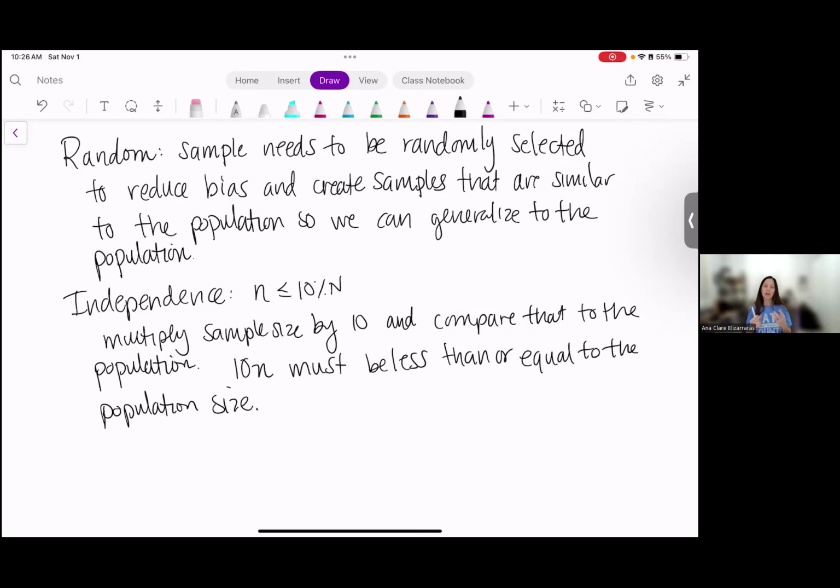So maybe there's context clues in your problem that you're dealing with a large school district or the country or a large city. But if you're checking, you sampled 100 people in a small town. Is there more than 1,000 people in your small town? It depends. So you need to really be thinking about whether it's a safe assumption.